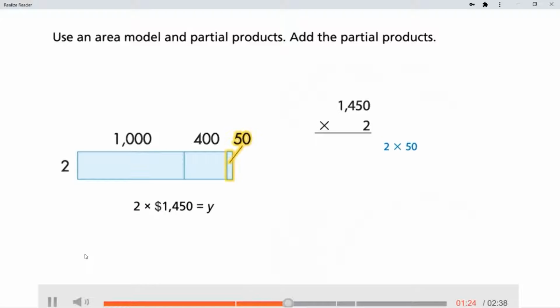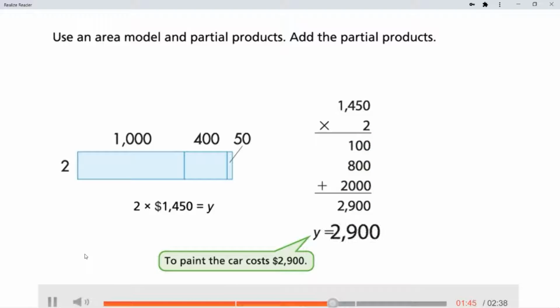2 times 50 equals 100. 2 times 400 equals 800. 2 times 1,000 equals 2,000. Add the partial products. Y equals 2,900. To paint the car cost $2,900.